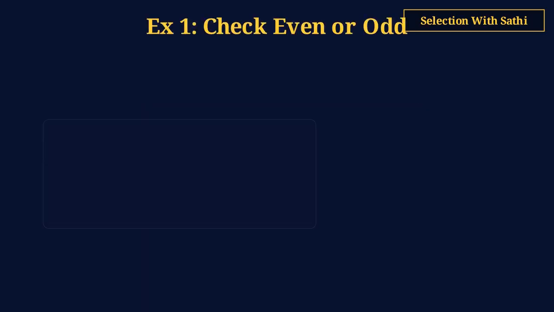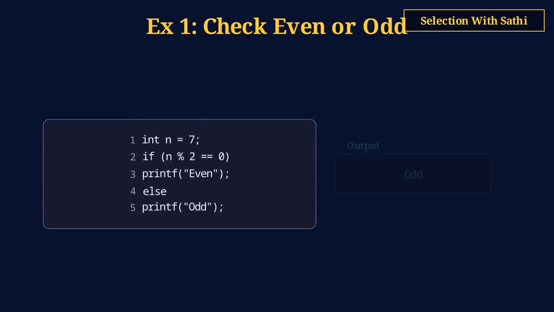First example: check even or odd. We have int n equals 7. We use the modulo operator. If n%2 equals 0, the number is even. 7%2 gives 1, which is not 0, so the else branch executes and prints odd. The modulo operator gives the remainder of integer division. Even numbers always have remainder 0 when divided by 2.